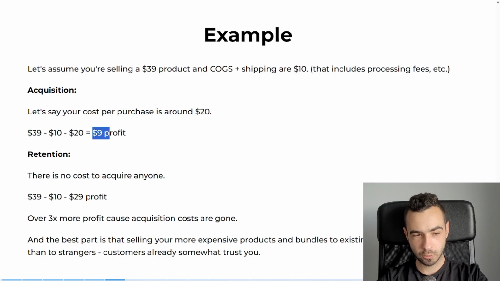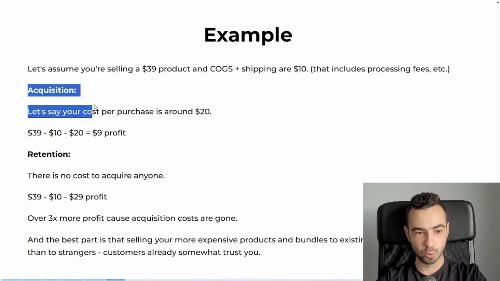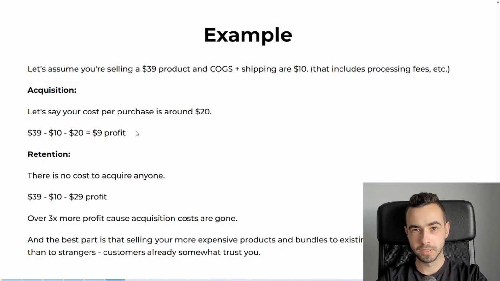So again, I'm not saying acquisition is bad, because it is necessary to grow the business and it's absolutely something you need to be doing all the time. But I just want to show you an example of how profitable your backend really is if you do it properly, if you know how to build it and how to structure everything so that you're making pretty much 3 times more in profit from every single sale on the retention backend rather than on the front end for acquisition.